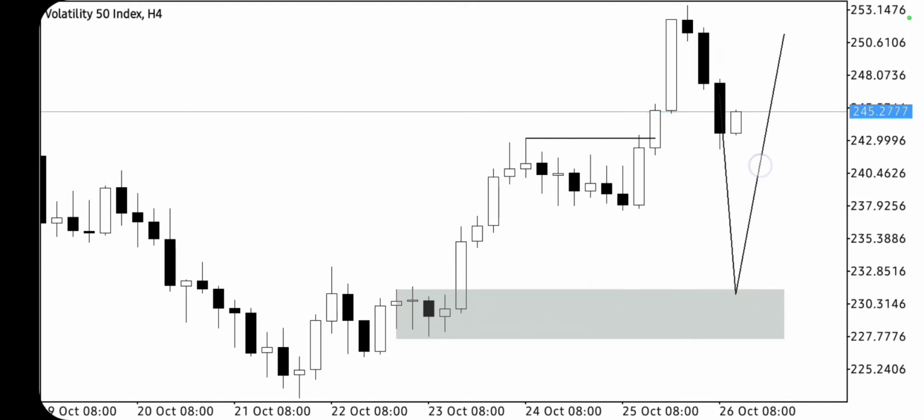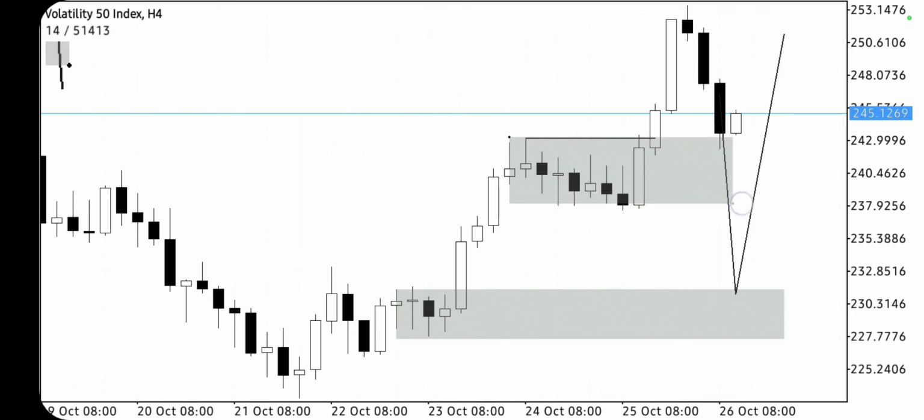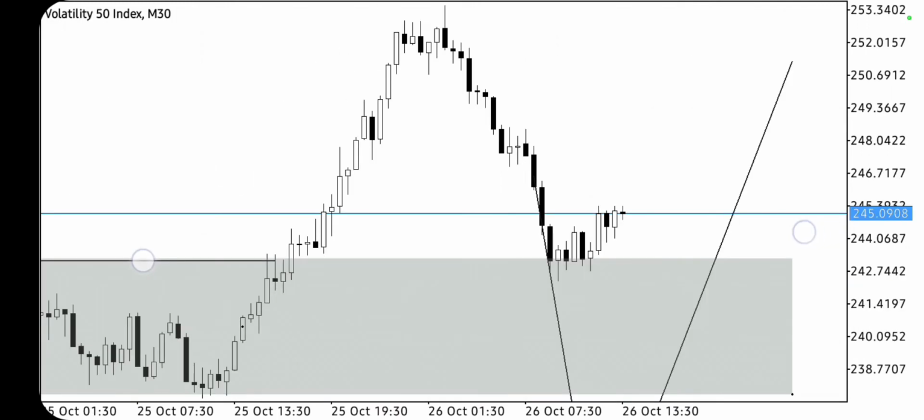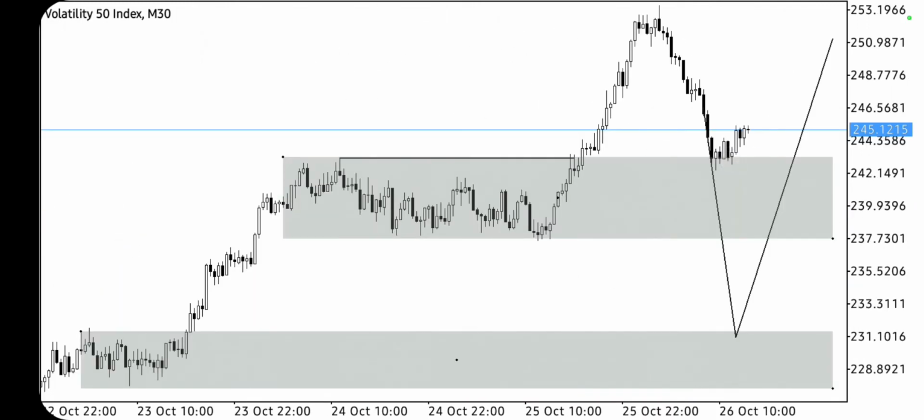So you have to mark it from the beginning of the consolidation till the end of the consolidation. So I'm going to mark it out here. This is the beginning of our consolidation, and this is the end of the consolidation. I'm going to mark it out this way because it is more valid this way. If you want to refine it, you can go to your lower time frame and see where the impulsive movement started, and mark out your order block.